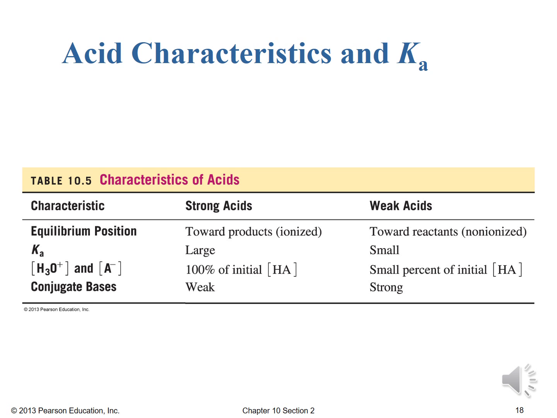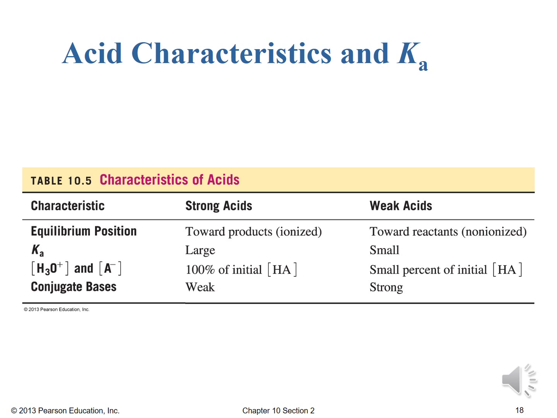Okay, so if we're looking at characteristics of acids, now we have equilibrium position. Strong acids are essentially completely ionized, so they greatly favor products. Weak acids tend to greatly favor reactants and mostly remain in their non-ionized state, or unionized state. The Ka for a strong acid is very, very large, and in the case of weak acids, they tend to be very, very small.